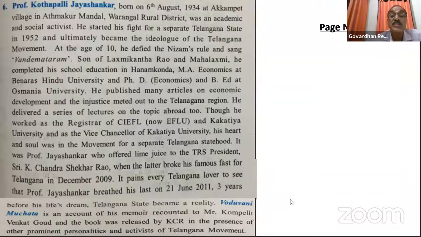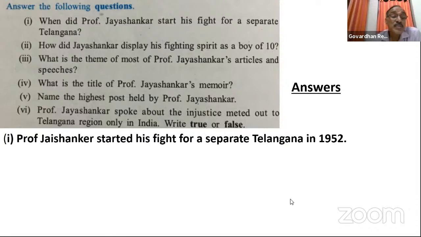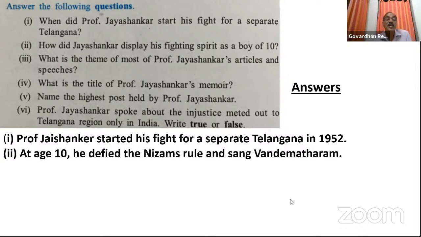Now we shall see the questions, and the answers are there itself. We shall not refer to the passage here. When did Professor Jaishankar start his fight for a separate Telangana? You can refer to the passage, and you will get the answer. Professor Jaishankar started his fight for a separate Telangana in 1952. The year is mentioned in the passage. Second one, how did Jaishankar display his fighting spirit as a boy of 10? At the age of 10, he defied the Nizam's rule and sang Vande Mataram.